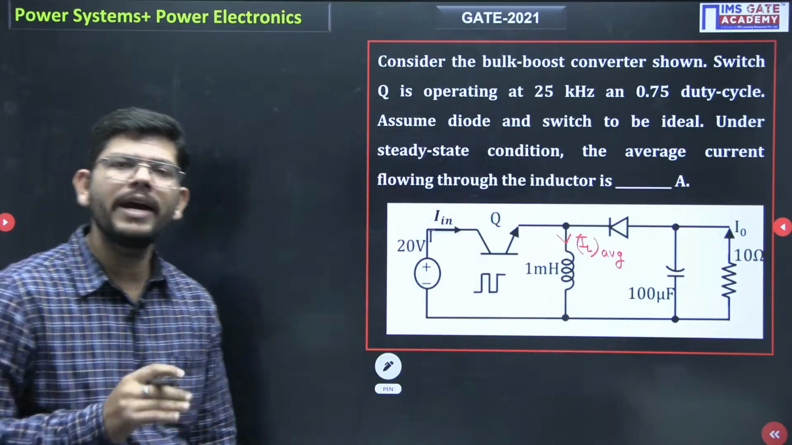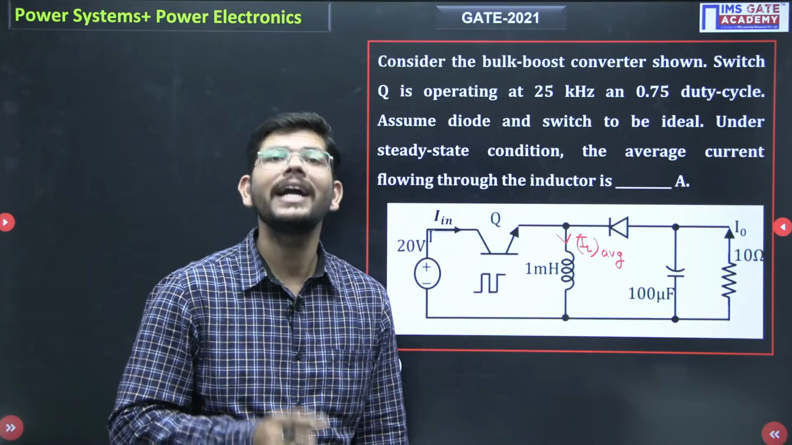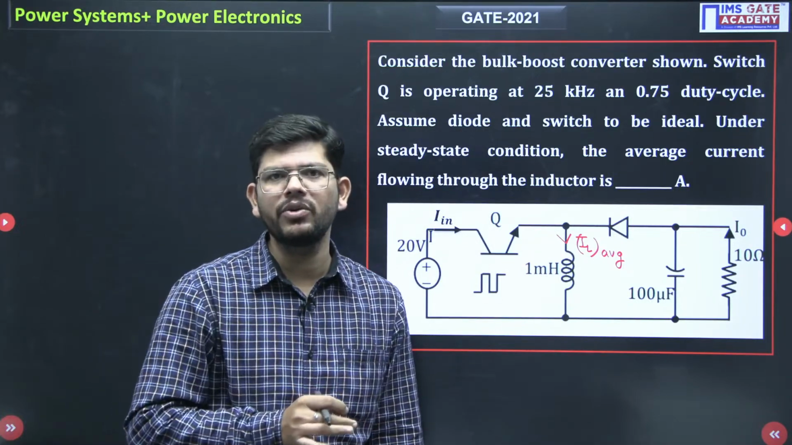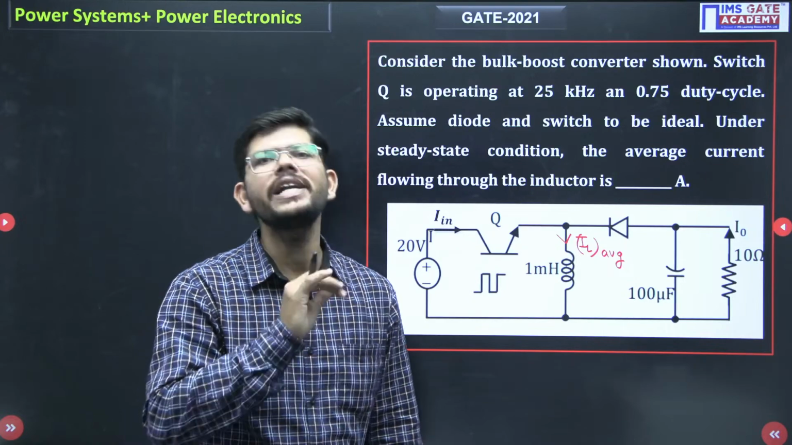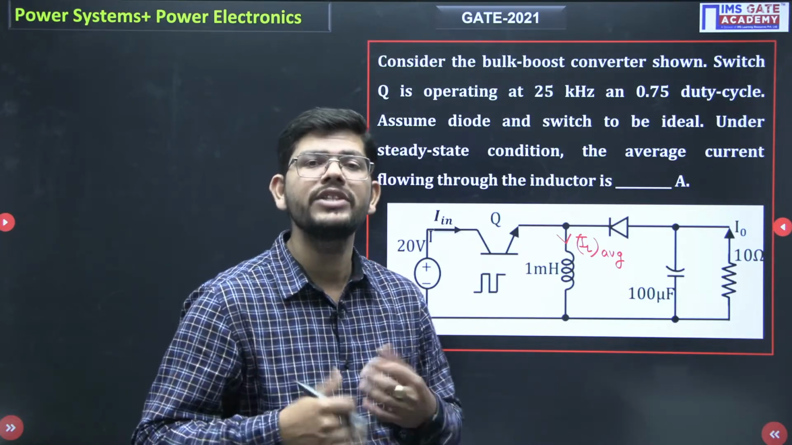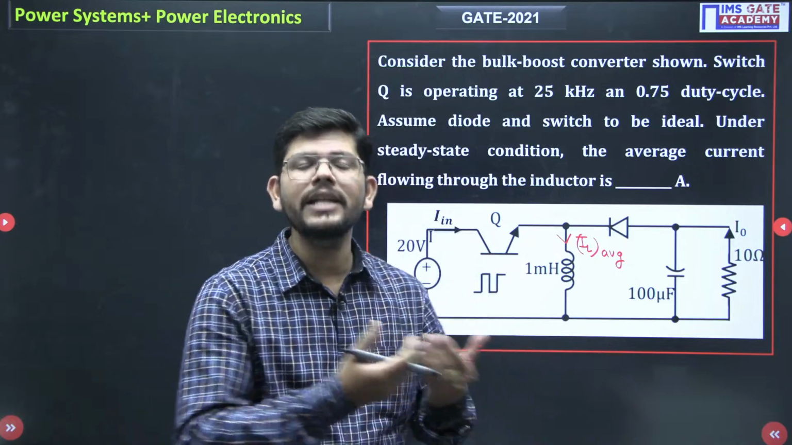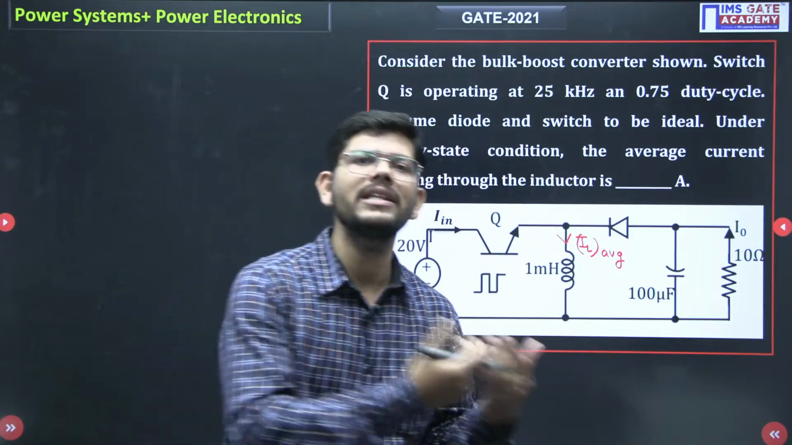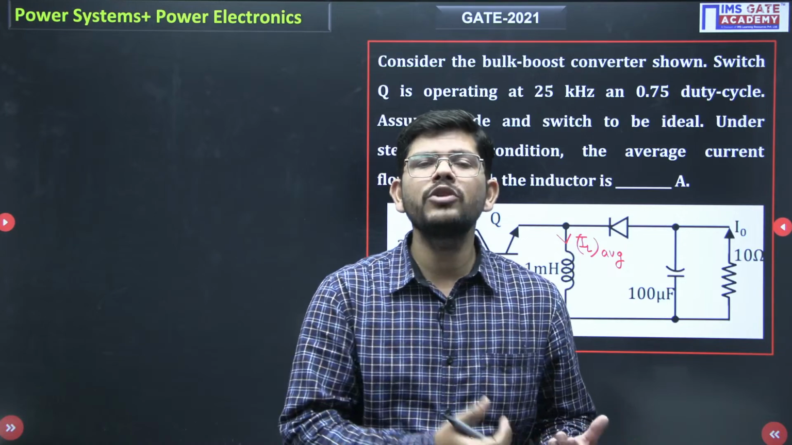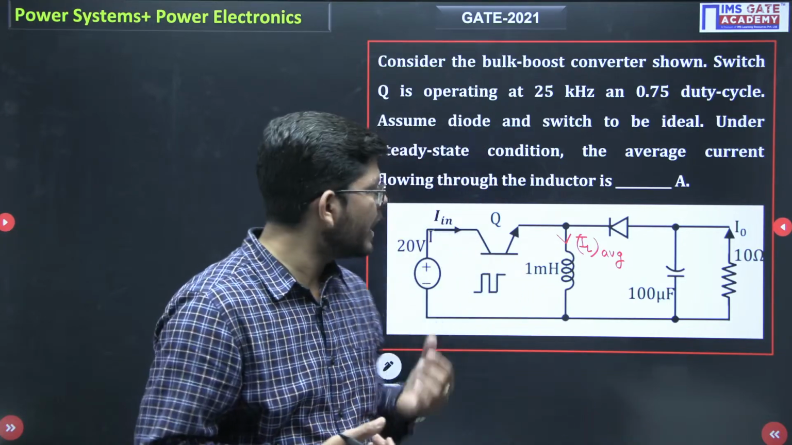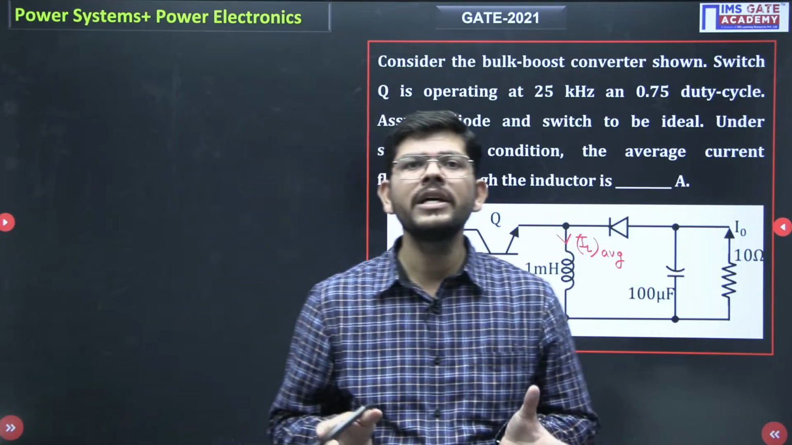Now many of the students have written 0. It's not the average current which is 0. It is the average voltage across the inductor which is 0, because the inductor takes energy in one cycle and gives back the same energy. If it is not consuming anything, that's why the inductor voltage is 0.